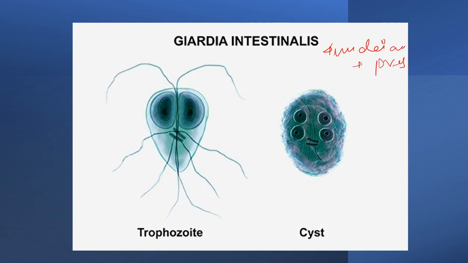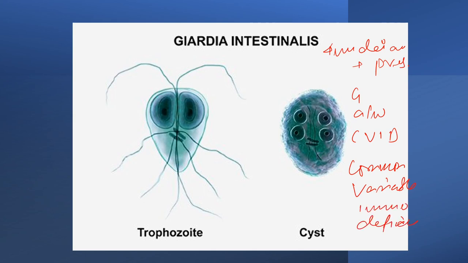And this Giardia lamblia infection is associated with common variable immunodeficiency. Okay, you have to remember this. In the cyst, four nuclei are present. This is the important diagnostic characteristic. And in case of trophozoite, two nuclei, and four pairs of flagella.